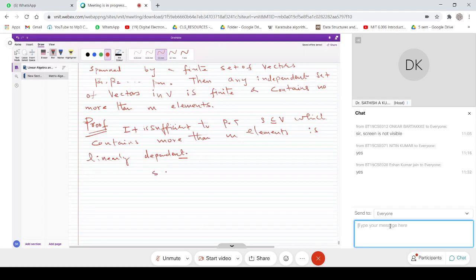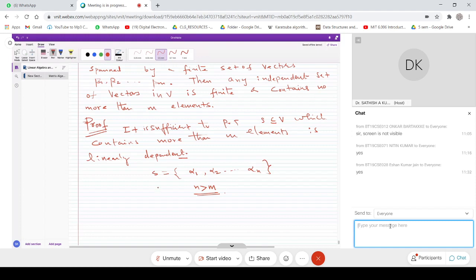Let S be a set of vectors, say alpha 1, alpha 2, etc., alpha n, where n is greater than m. With this condition we have taken more than m elements, so m is somewhere in between. So n is greater than m.